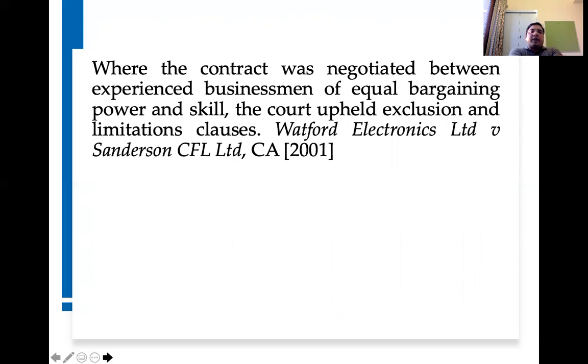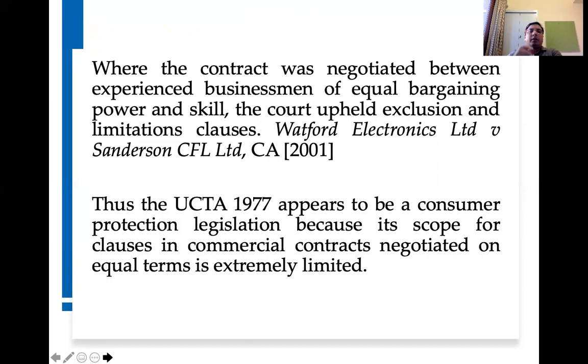In another case, it was held that where the contract was negotiated between experienced businessmen of equal bargaining power and skill, the court upheld exclusion and limitation clauses. That was in 2001. Therefore, the Unfair Contract Terms Act 1977 appears to be consumer protection legislation because its scope for clauses in commercial contracts negotiated on equal terms is extremely limited.